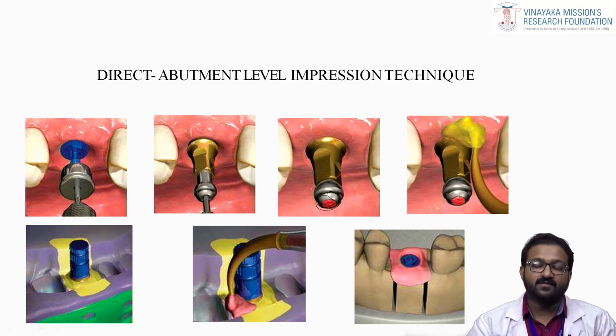There should not be any impression material inside the access hole. You have to close the access hole with the help of a modeling wax or putty, okay. And then you are going to inject the light body material and take the impression. Once the impression is out, you are going to manually unscrew the abutment inside the patient's mouth, and then you are going to fit it inside the impression, okay, once the impression is made.